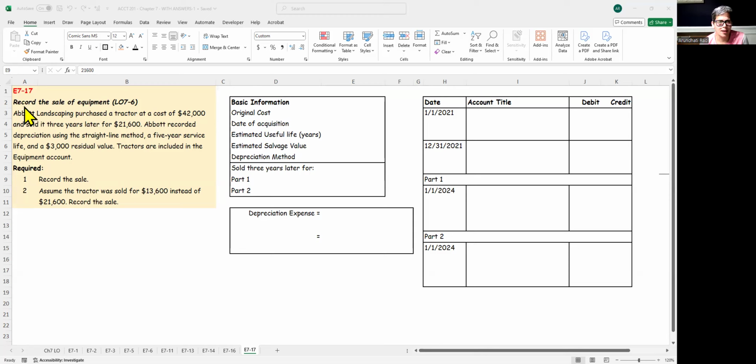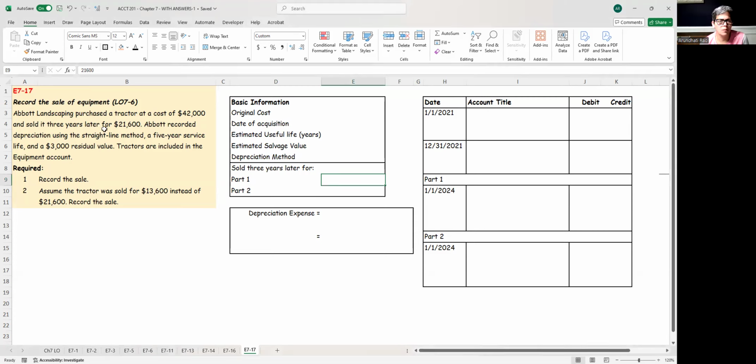Down to the last exercise. Here, we're going to look at a sale of a long-term asset in exercise 7-17. Let's read the information first, pull out the relevant information, and then see how we'll proceed.